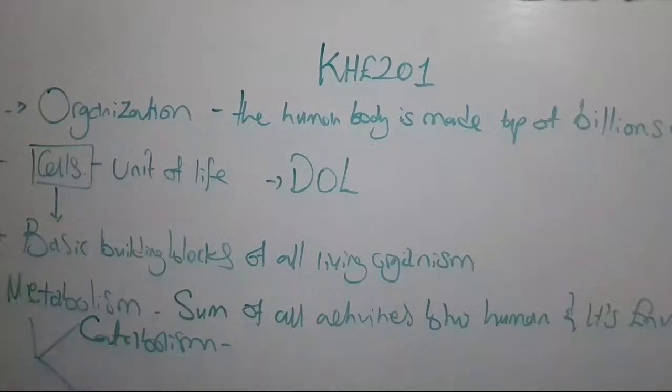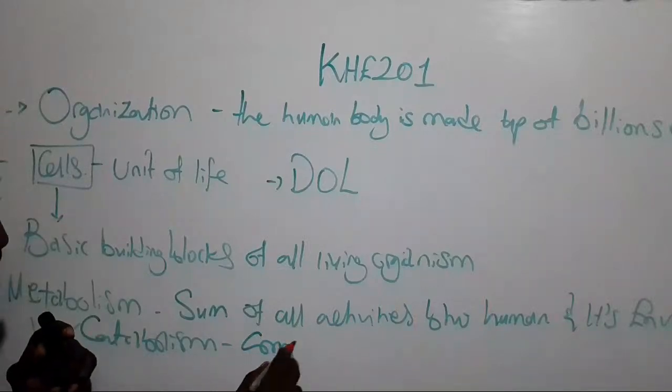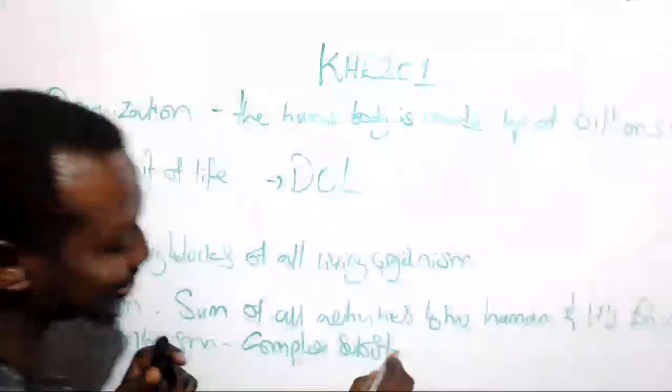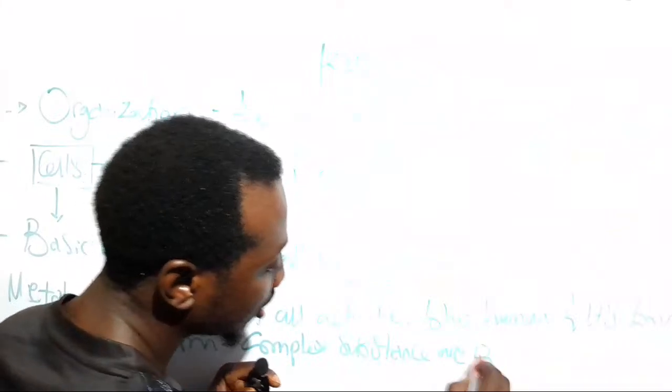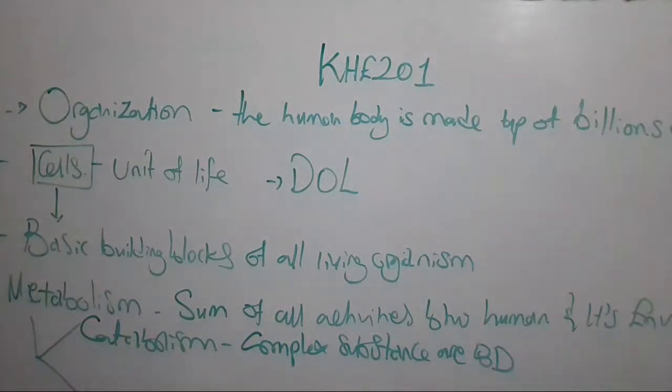Catabolism is the phase in which complex substances are broken down into simpler building blocks, and energy is released, just like what I explained earlier where I used an apple to explain.